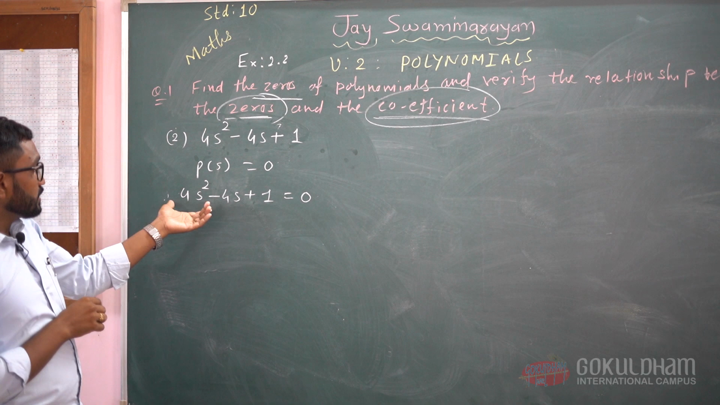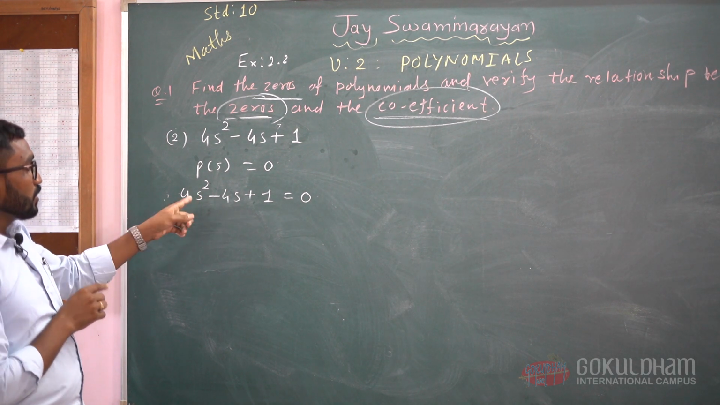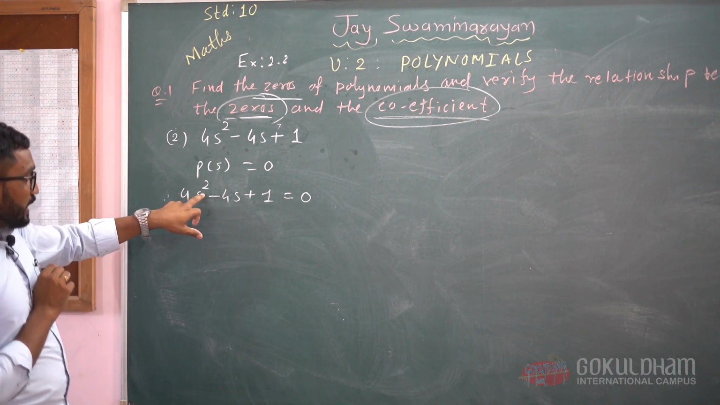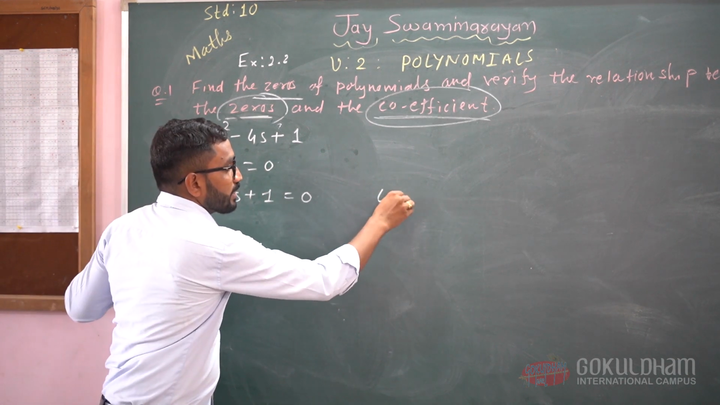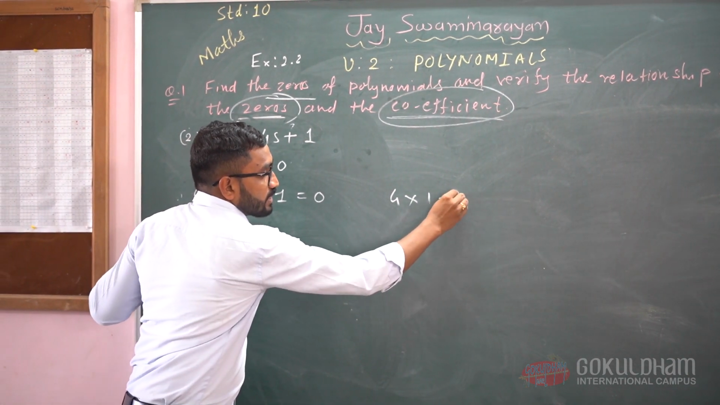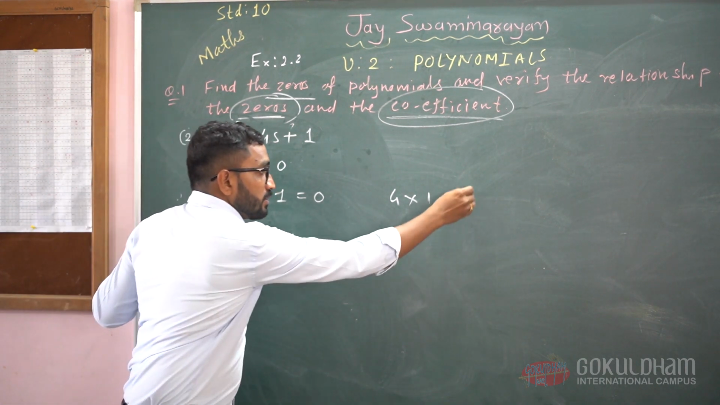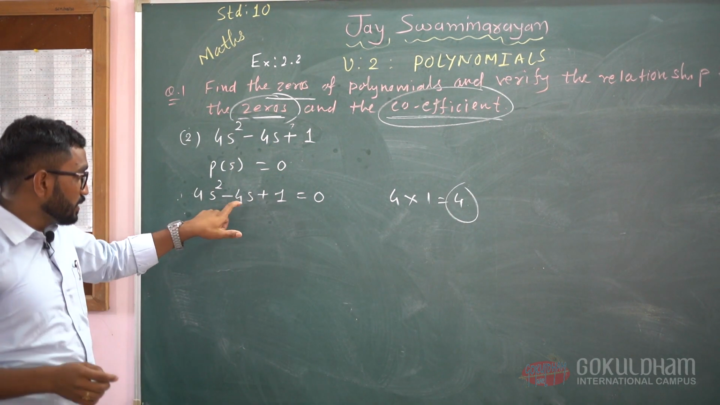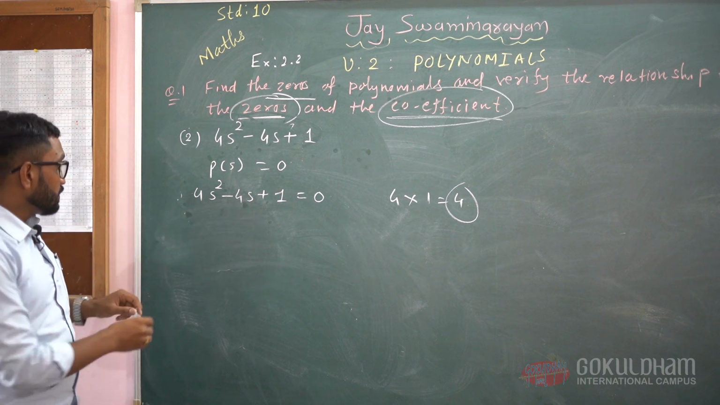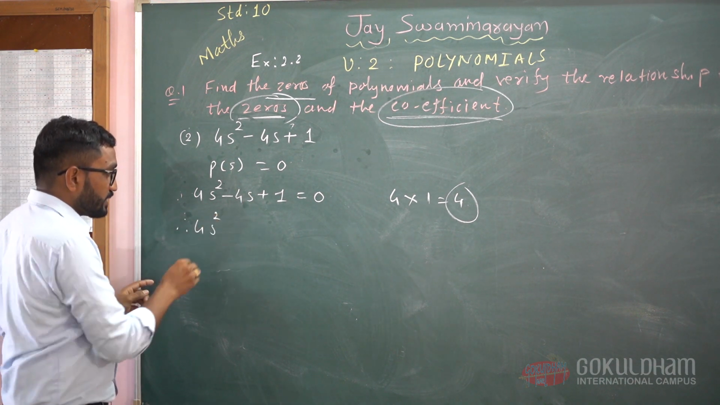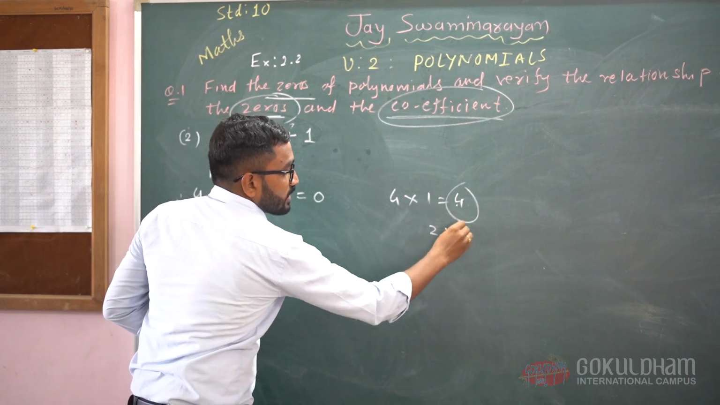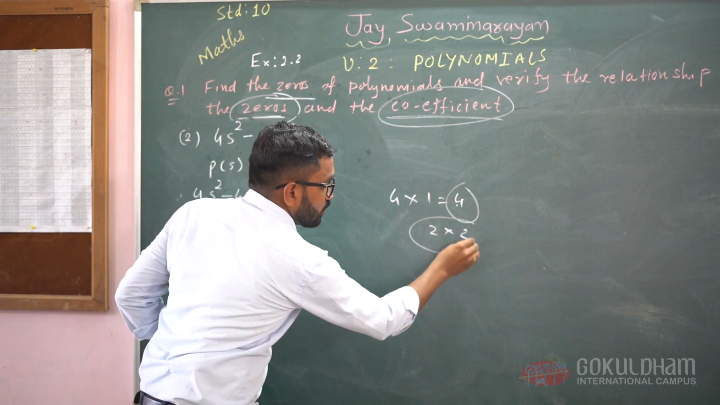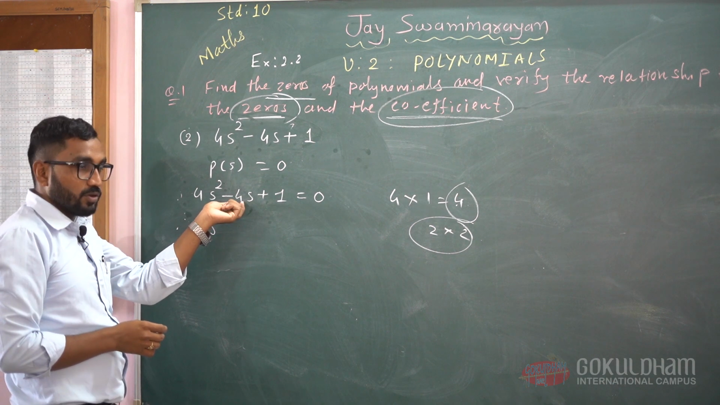Now factorize these polynomials. Using the coefficient of s square, the first term and last term: the first term is 4, the last term is 1. 4 ones are 4. Now using these 4 we split the middle term. 4s square as it is, 4s. 2 twos are 4, so we put 2 into 2 in place of 4.